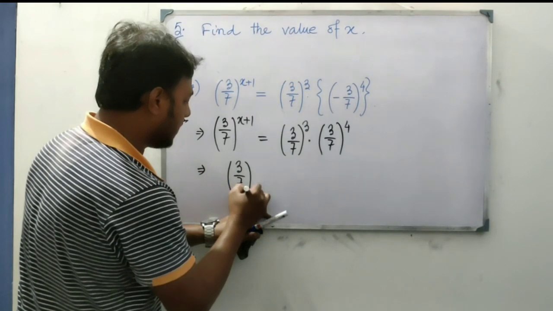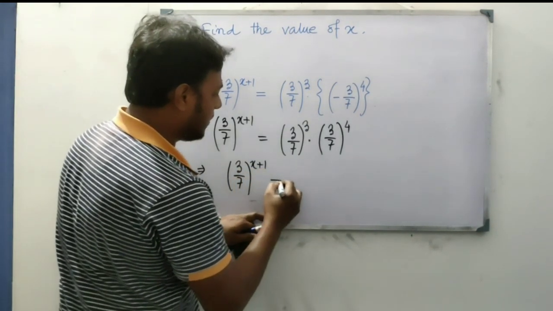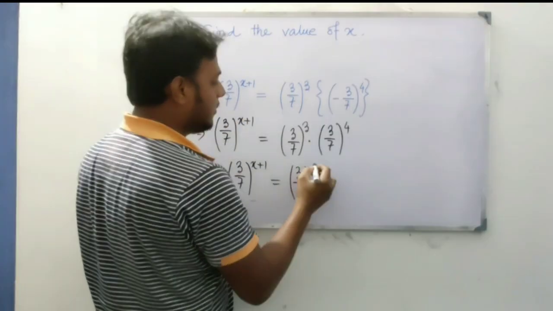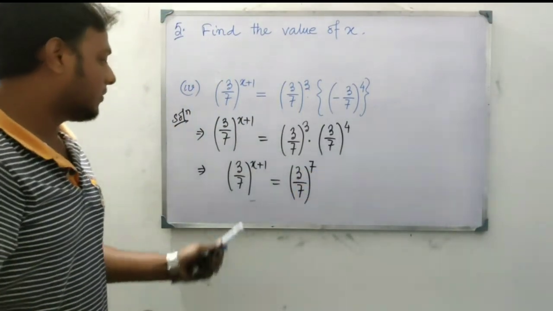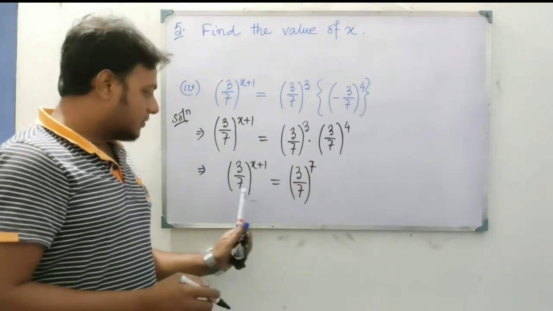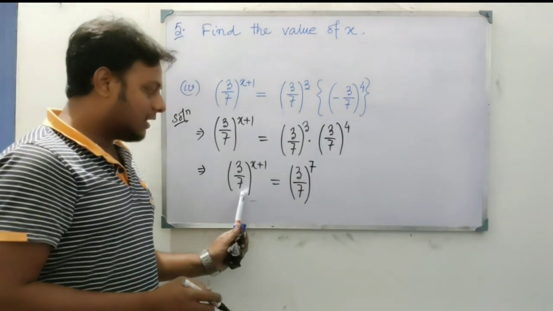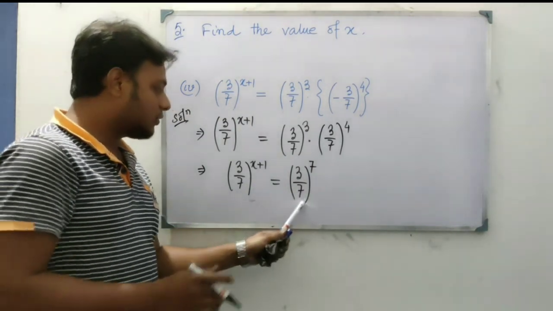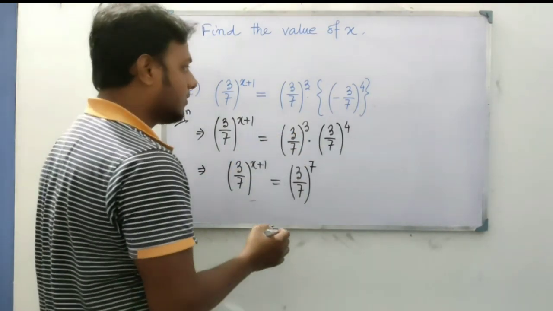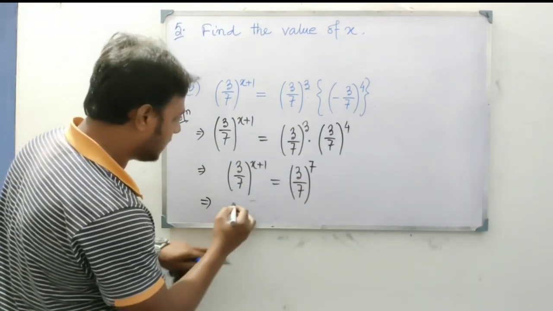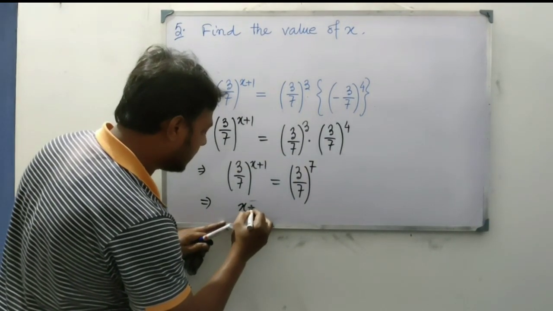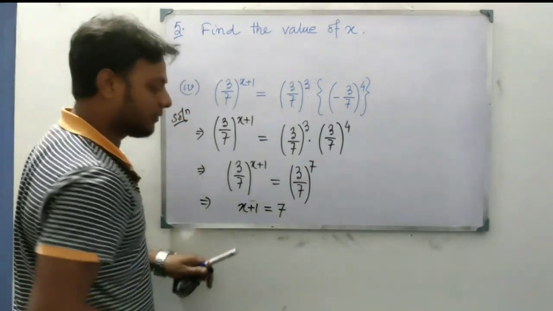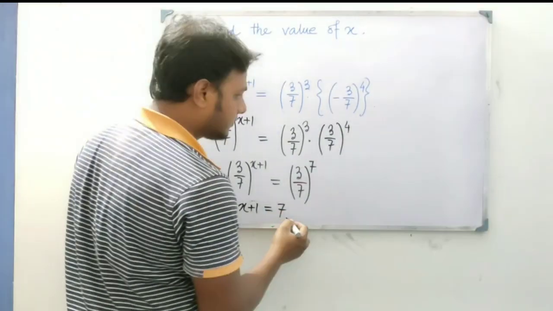(3 by 7) to the power x plus 1 equals (3 by 7) to the power, if we add these powers, it will be 7. Now, our conclusion. On both sides the base is 3 by 7. So the bases are equal, so we conclude about their powers: the powers must be equal. So x plus 1, the index of the left hand side, and the index of the right hand side is 7. Now solve for x from here.